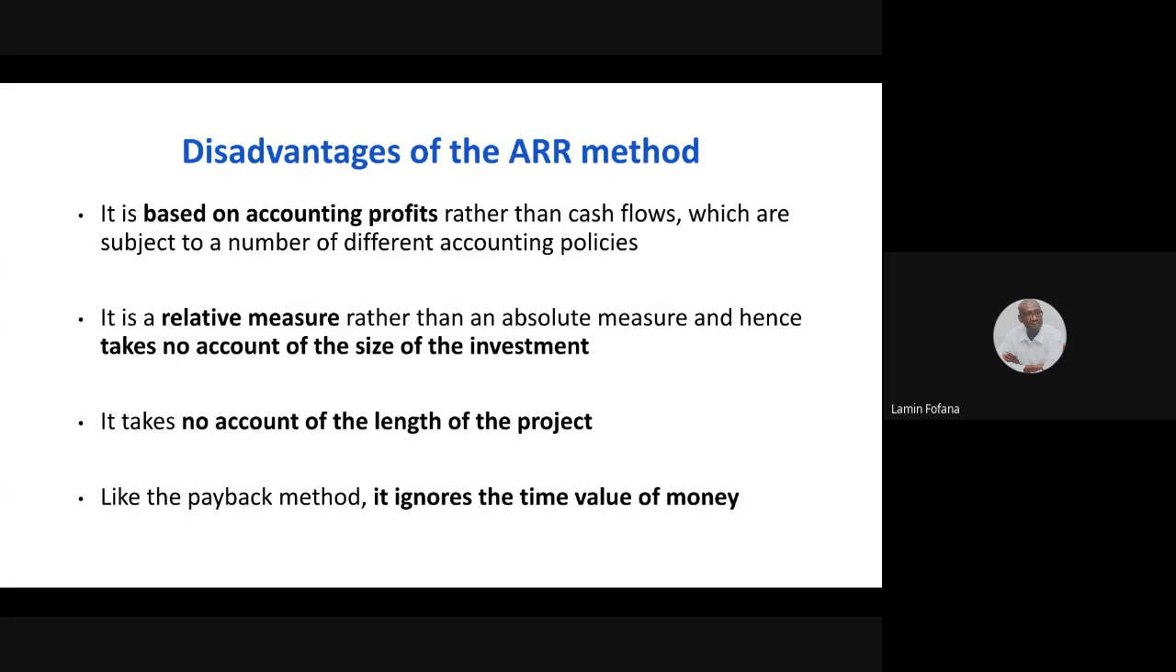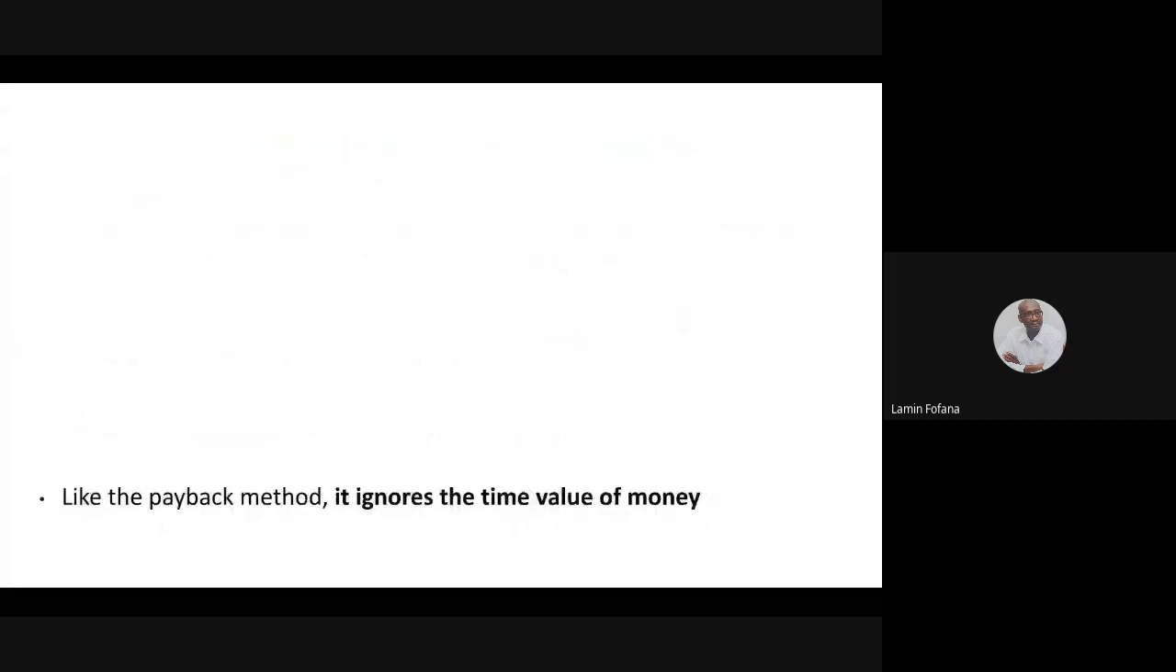The fact that it is a percentage means it is a relative measure rather than an absolute measure. Hence, it takes no account of the size of the investment. It's always calculated on a percentage basis, it takes no account of the length of the project, and like the payback period, it ignores the time value of money. Since it's not a DCF technique, it ignores the time value of money.